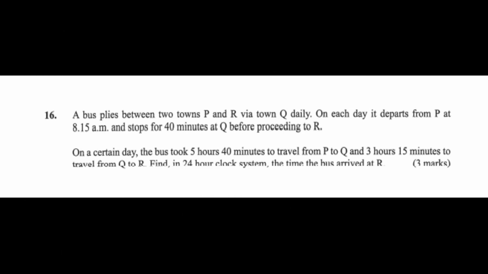Okay, let's first try to visualize that. So we have three towns. We have P, R, and Q. From this information, it seems town Q is in between P and R. Because we are told that this bus moves from town P to R via town Q. So this means that Q could be somewhere here. Okay?